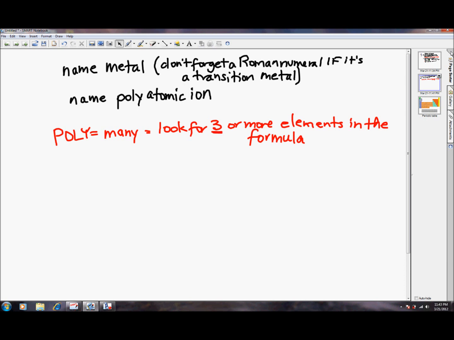So far we've talked about the binary compounds, the simple binary and the transition metal compounds. Okay, I've just had 2 elements, a metal and a nonmetal. Now we're going to look at a metal and 2 or more nonmetals. Okay, so let's look at some examples of that.